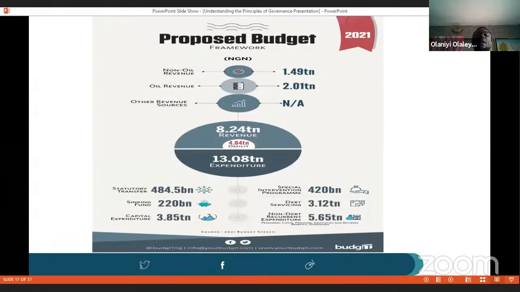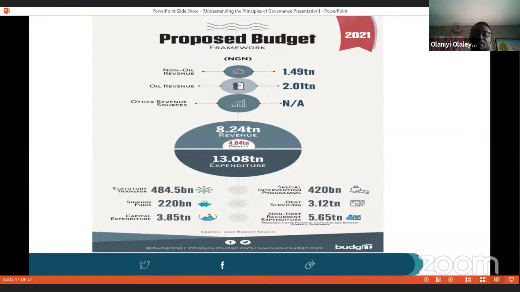This is the 2021 budget. This 2021 that we want to enter in the next month. So President Buhari has already presented this budget. I think he presented it like 3 weeks ago. So the total amount of money, if you look at the circle in the middle, that Nigeria wants to spend in 2021 is 13.08 trillion.